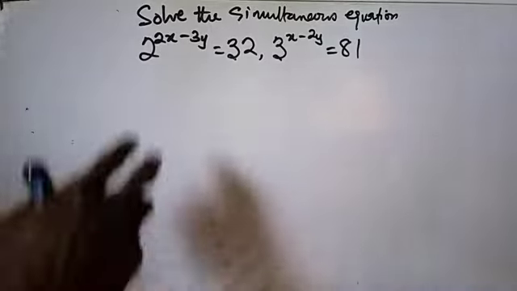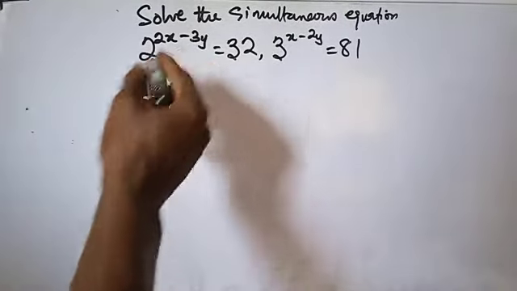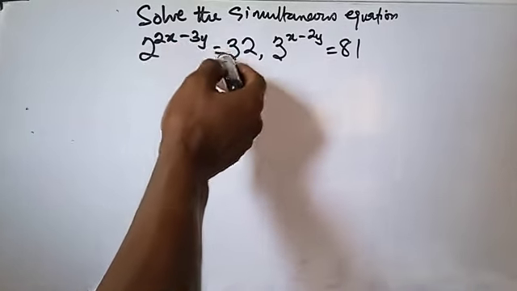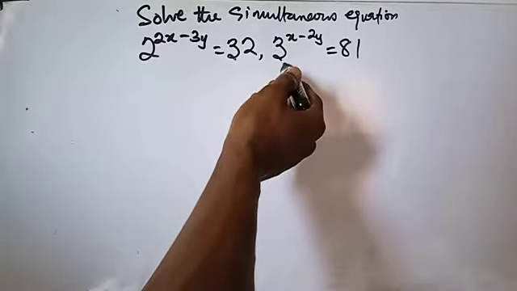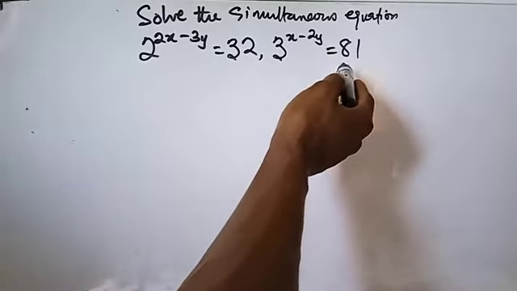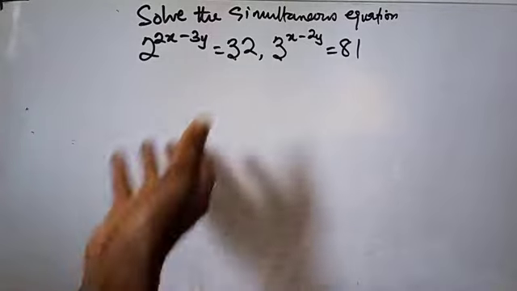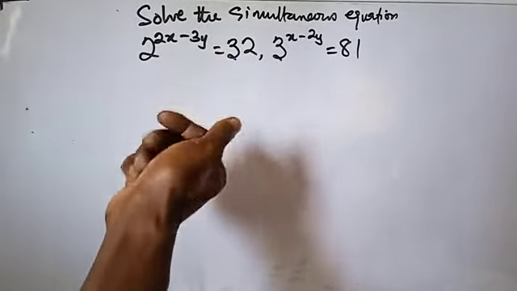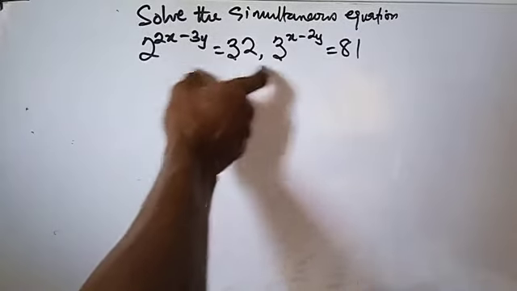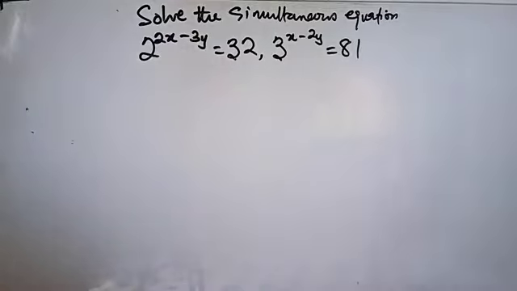This is one: 2 raised to the power 2x minus 3y. Now take note, this is the power, then equals 32. Now the next one is 3 raised to the power x minus 2y equals 81. Here we will need to decode or unwrap the equations in these two expressions. Now let us get started.